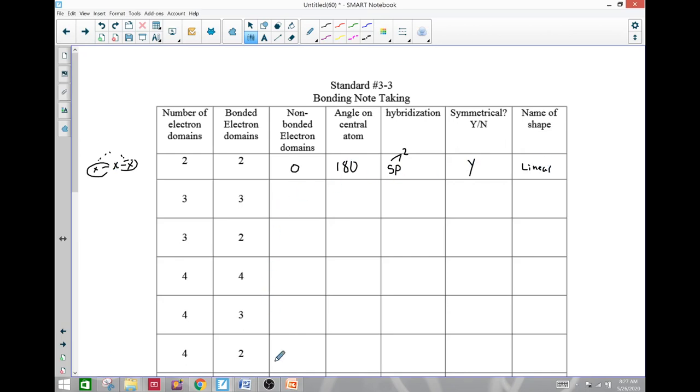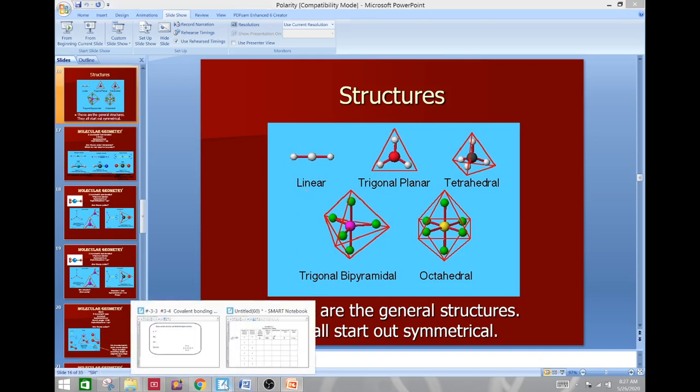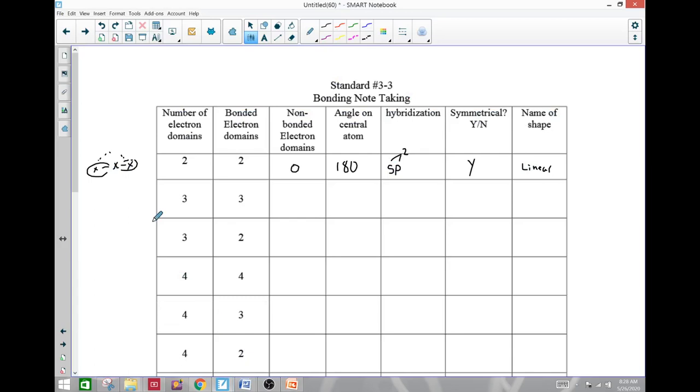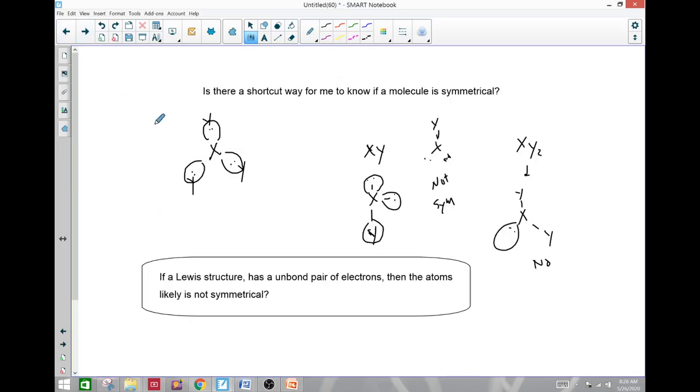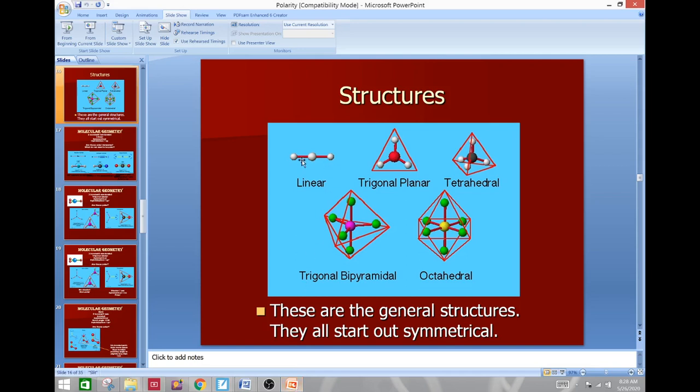Okay. Now we can bounce back and forth to this PowerPoint, and you'll see here are our 5 main shapes. I just did linear. Like I mentioned, electron domains are always symmetrical. This is showing me the different numbers of things: 2 things off the center, 3 things off the center, 4 things off the center, 5 things off the center, 6 things off the center. As long as that's the total electron domains and they're all full, they'll always be symmetrical. Because every electron domain has an atom, that means it's symmetrical.